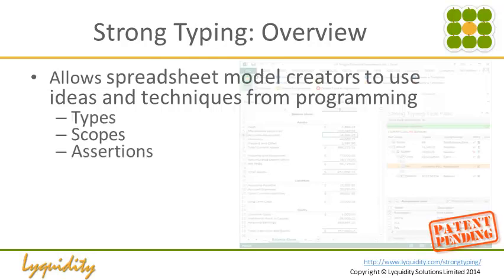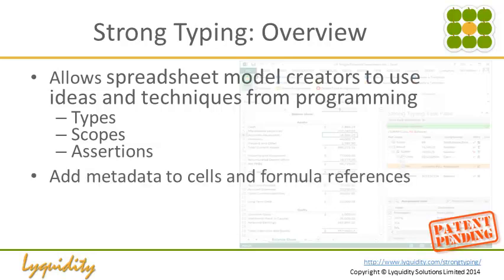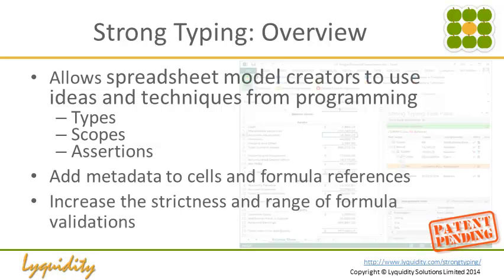In this presentation I will review what types are, and why they are a benefit to programming projects, what scopes are, and why they make validation more flexible, and how assertions can be used to implement specific validations. I will also review how these metadata, types, scopes and assertions, can be assigned to cells and cell references within formulas, so that StrongTyping is able to perform extensive formula validation.